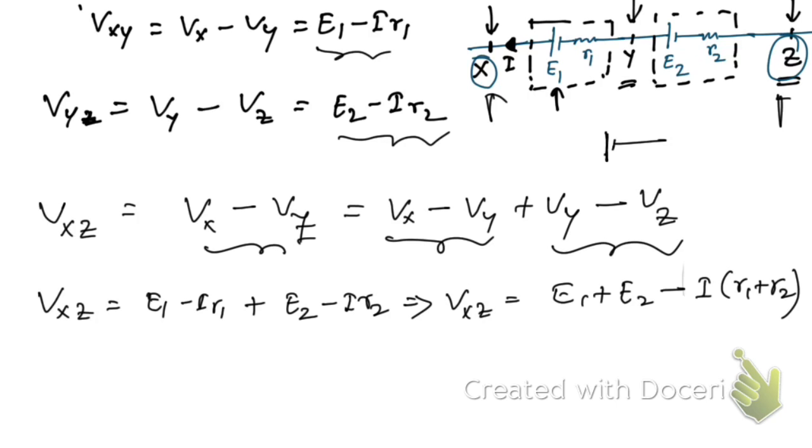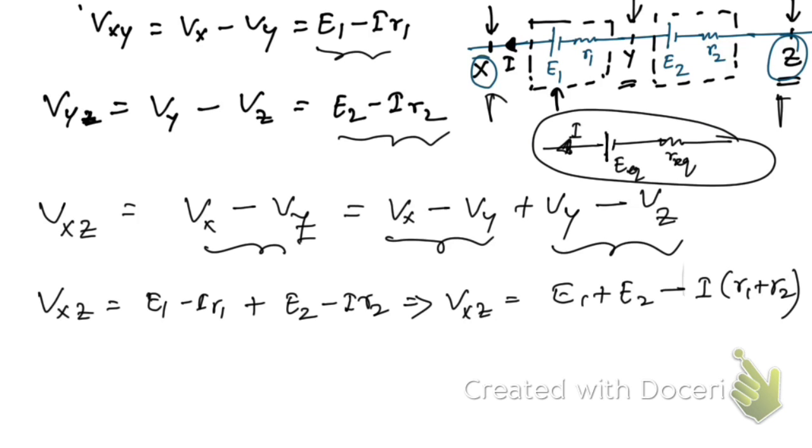Okay, single cell with EMF E equivalent and internal resistance R equivalent, so that the same current flows through it, right? Then for this circuit, we're going to get this relation. Suppose this is point X and this is point Z. So for this equivalent circuit, we get Vxz is equal to E equivalent minus I R equivalent, right?